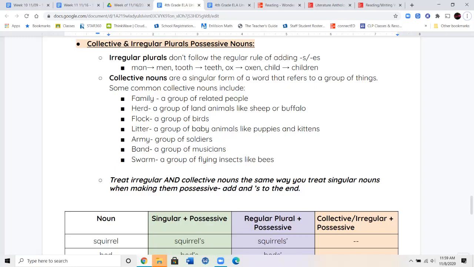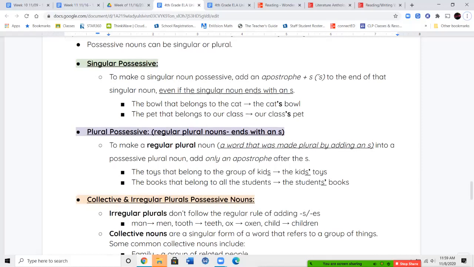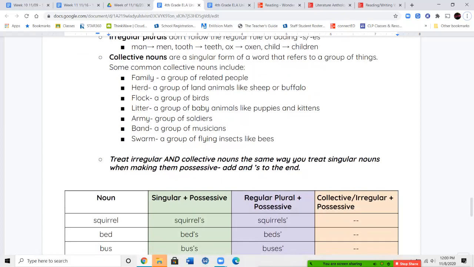But one thing I want you to remember, for collective and irregular plurals, you treat them exactly the same way as you treat a singular noun when you want to make it possessive. Which means you just throw an apostrophe S on the end of it, and that shows that it is now the possessive form of that collective noun or that irregular plural noun. So just to review, singular possessive, collective, and irregular plurals all get an apostrophe S at the end to show ownership. Regular plural possessive nouns get an apostrophe after that final S to show possession or ownership.